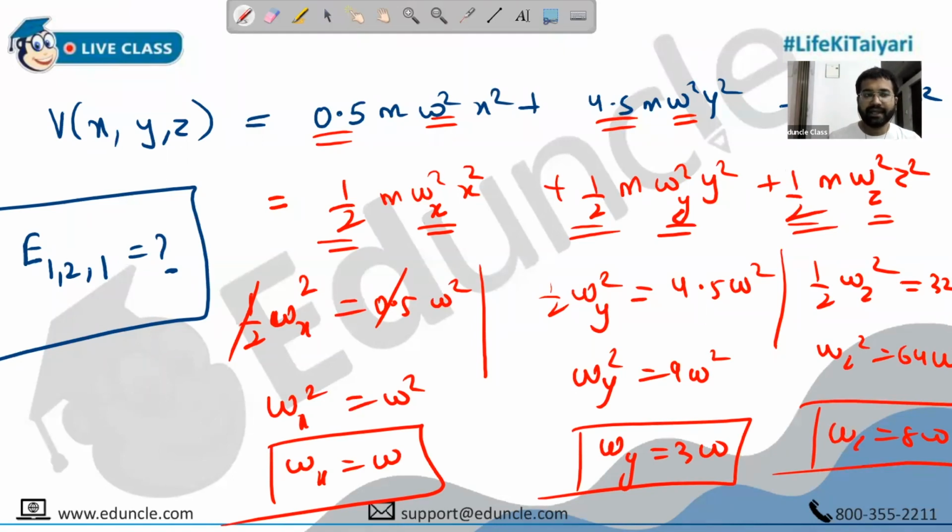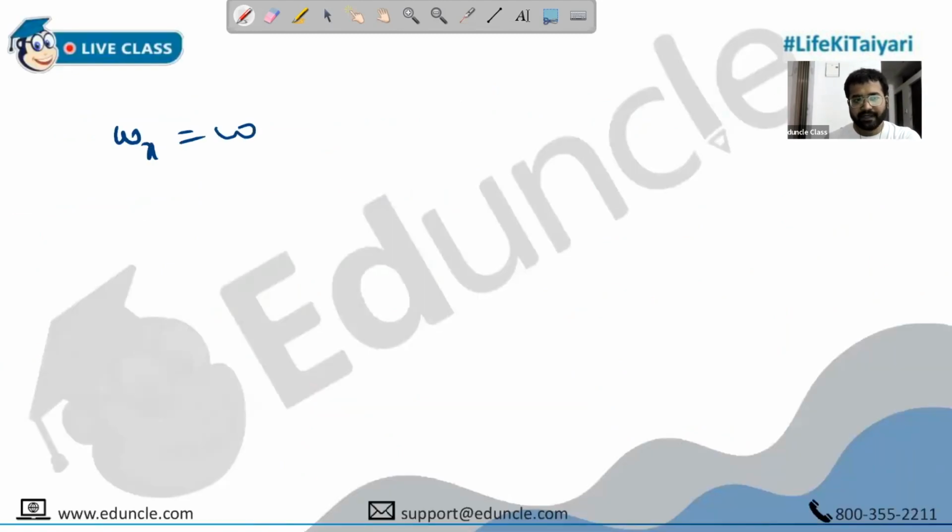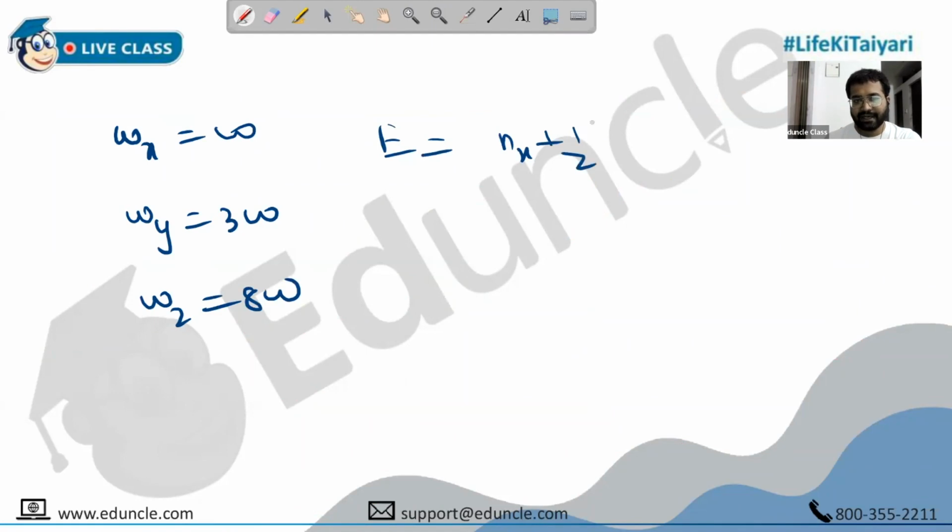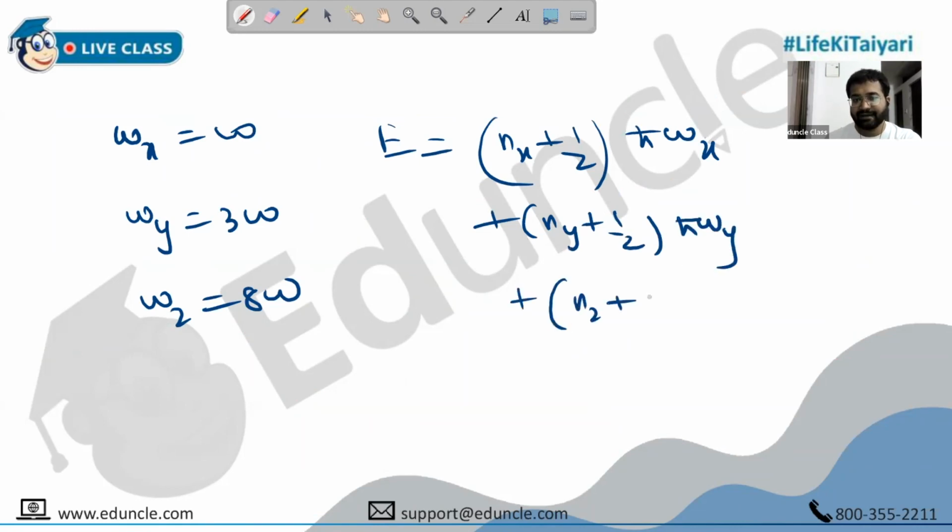Omega, 3 omega, and 8 omega. Any questions? No, sir. Okay. So omega x is omega, omega y is 3 omega, and omega z is 8 omega. So total energy is basically (nx plus half) h cut omega x plus (ny plus half) h cut omega y plus (nz plus half) h cut omega z.